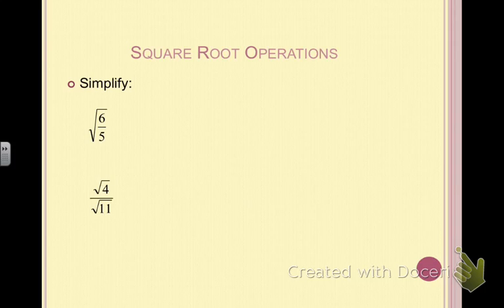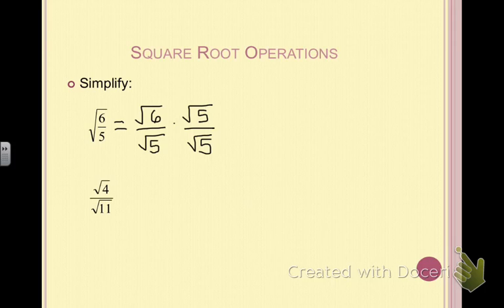Let's try a few. The square root of 6/5 must be broken into the square root of 6 over the square root of 5. We cannot have a square root in the denominator, though. So we must rationalize the denominator. Multiply the square root of 5 over the square root of 5.